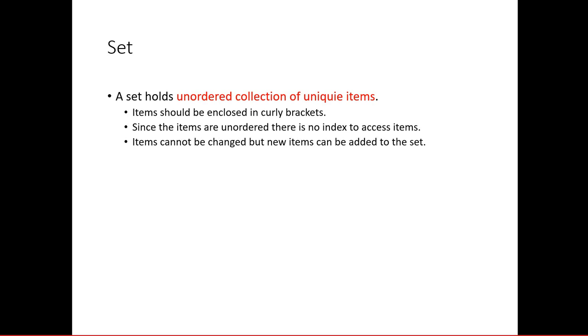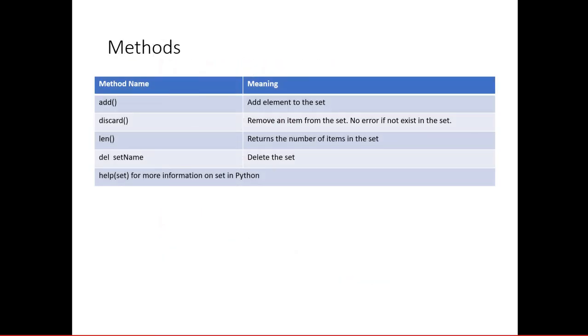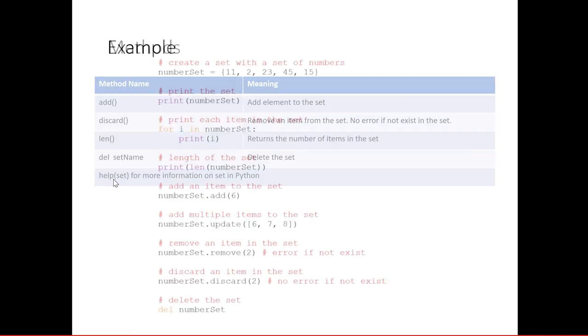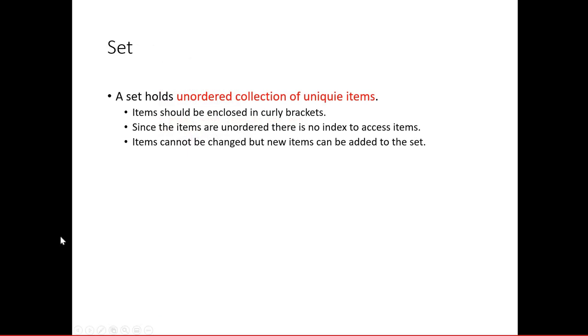And to represent sets in Python, we use curly brackets. Now remember, we use square brackets for list, round brackets for tuple, and now we are using curly brackets. There's no index because there's no order, right? And you cannot change the values, but you can add new values. So let's see how we could work with sets. Let's go back to the methods. Usually you can add and discard, that means you can remove, but you cannot change. And then you can get the length and you can delete the whole set. To get the help for set, you can simply say help and set. Okay, so let me discuss some of these methods using an example.